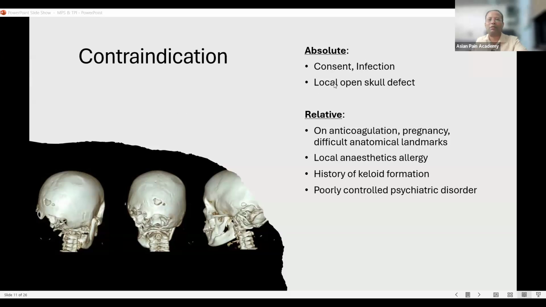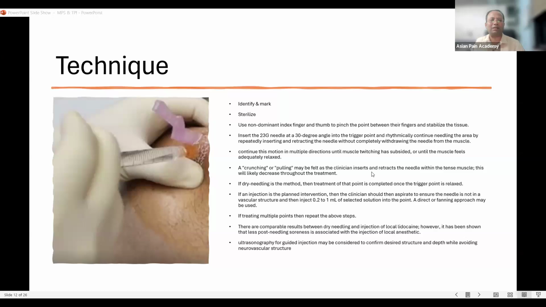Contraindication, of course, is mainly in the occipital area. It has been seen multiple times in many patients that in that area the patient can have an open skull defect, or at least a small defect can be there. So if you take a long needle, even a 2-3 centimeter needle, in the sub-occipital area, it is a dangerous area. It can go inside. So just keep that in mind. Otherwise, the same things: patient on anticoagulation, or pregnancy, or difficult anatomical landmarks. In these situations, we should keep these things in mind.